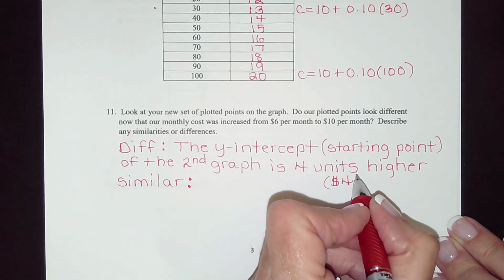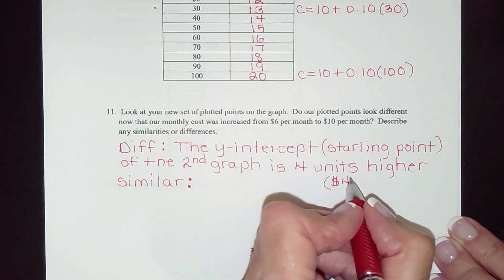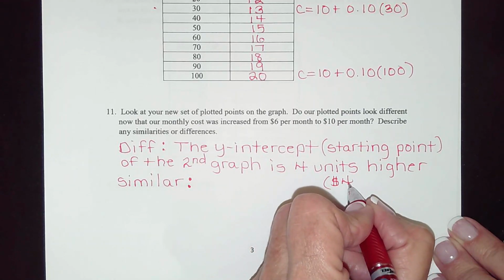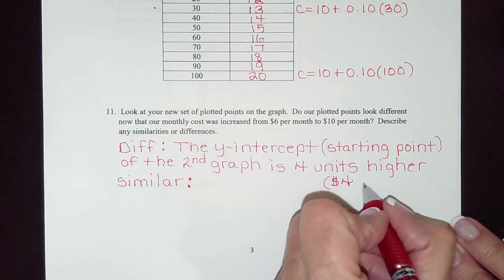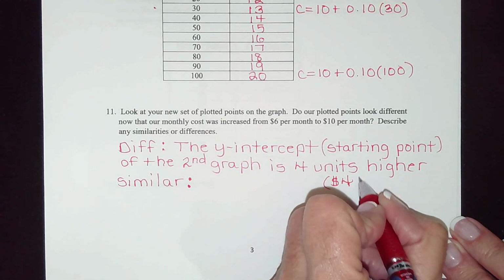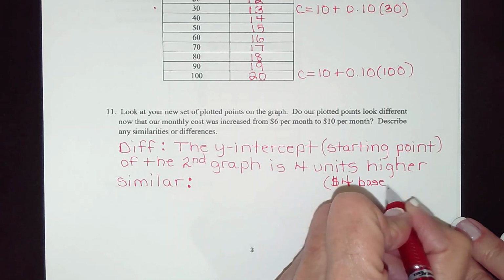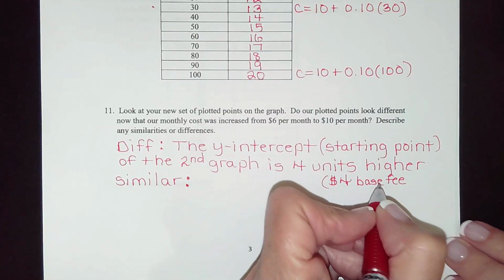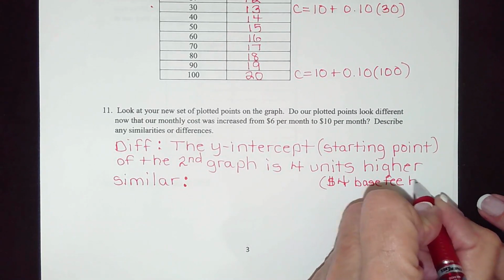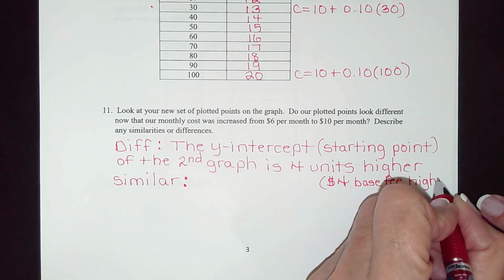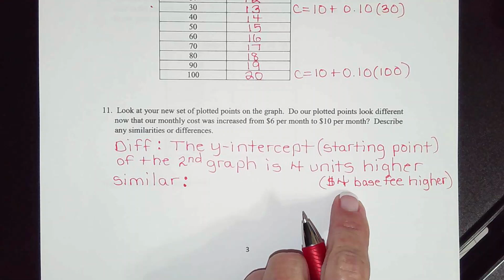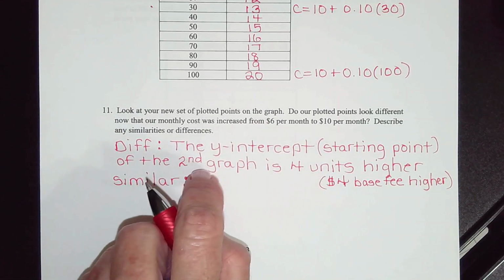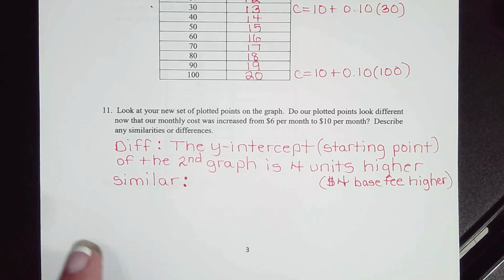And what did they call that? $4. What do you usually call that in a cell phone? Service charge? Base fee? Base fee. How about that? Base fee. Higher. So the base fee on the cell phone plans, the second one was $4 higher, therefore the y-intercept went up 4.